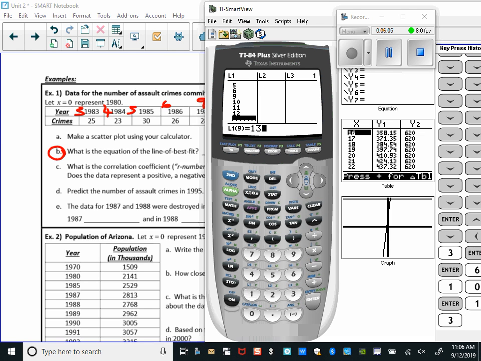What's she doing, Audrey? You're just entering those X values that you were given in your data. So we had 3, 4, 5, 6, 9, 10, 11, 12, 13, 14. Remember our year 0 was 1980. Now in list 2 is going to be our Y value, which is the amount of crime occurring. Each one should match up. So with 3, I should have 25. With 4, I should have 23, and so on and so forth.